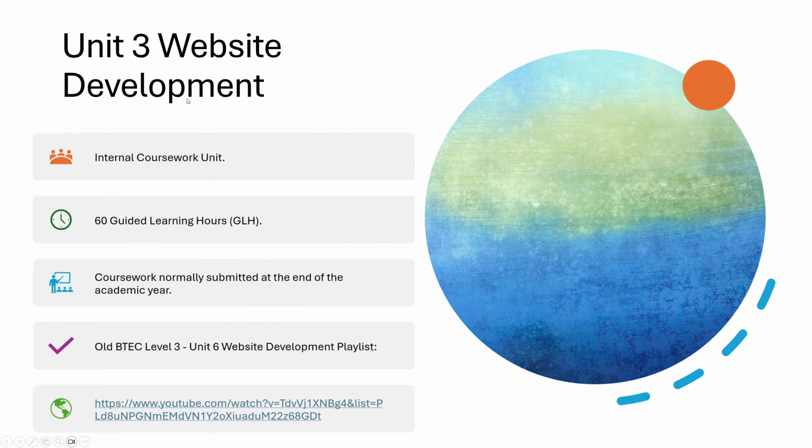Unit 3 is a website development unit. It's an internal coursework unit. It's 60 guided learning hours. The others were 120, and they were 120 because they're big units or double units. This is going to be half a unit, so the coursework should be relatively short and relatively quick.